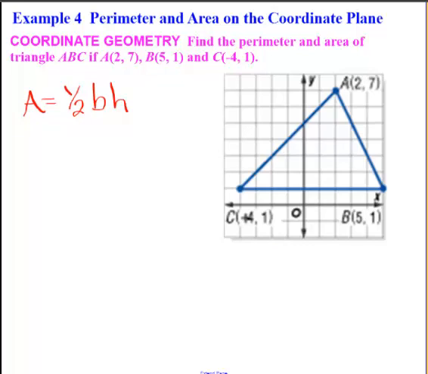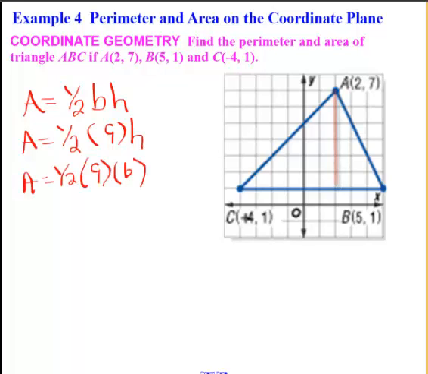I already know my base because I can just count along the bottom, and my base was 9. Now my height, I will need to find my height from A down to my base CB, which is 6 units. So if I take 1/2 times 9 times 6, my area is 27 square units.